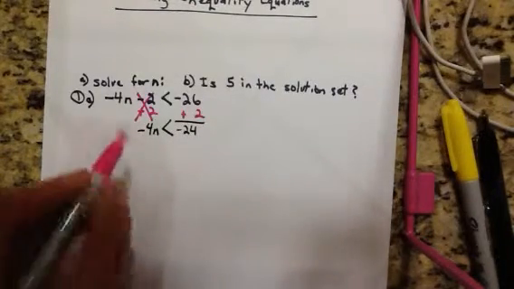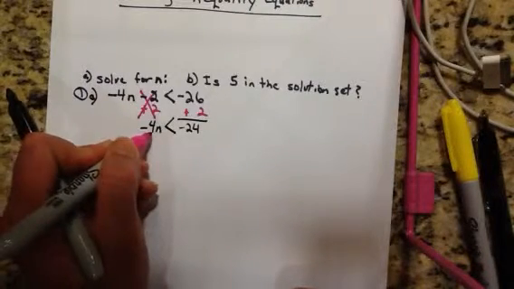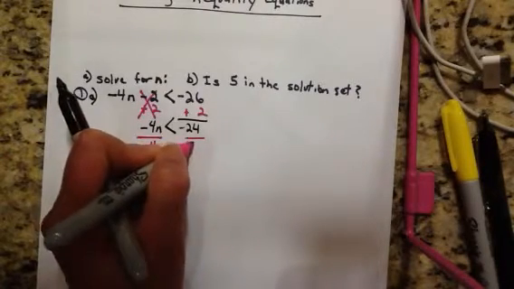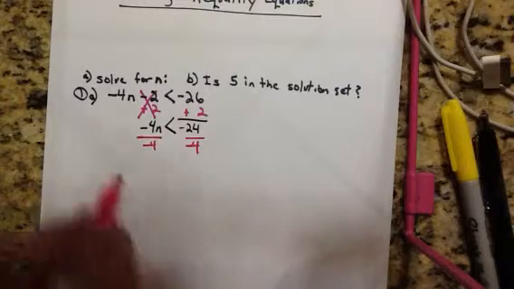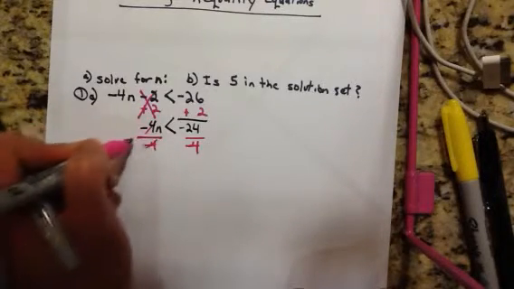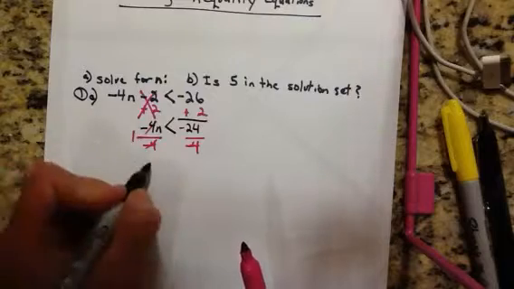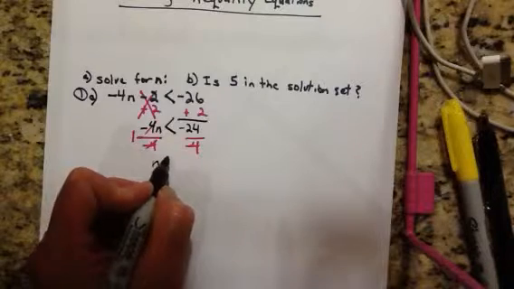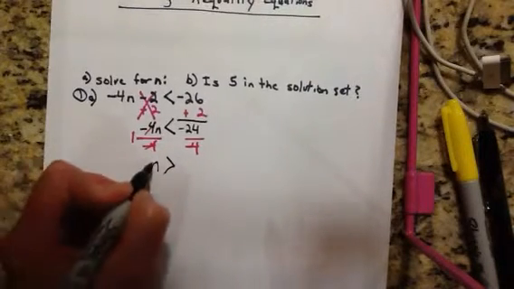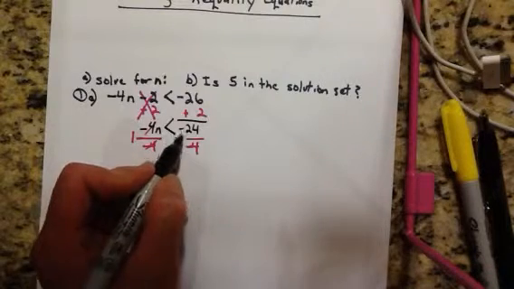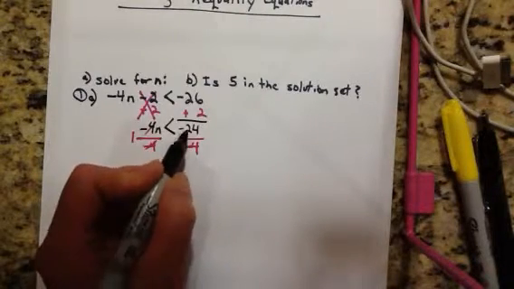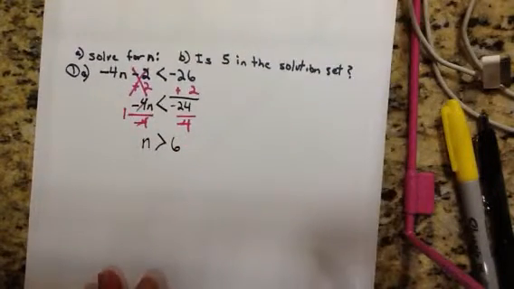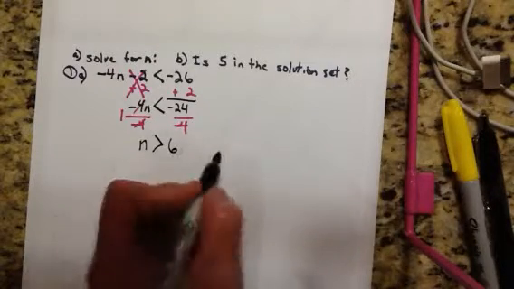So now we need to undo multiplying by -4. The opposite would be divide by -4. Divide by -4. Negative divided by negative becomes +1. 1 times n is n. And like I said, if you divide or multiply by a negative, you must change the direction of your inequality symbol. Negative divided by negative becomes positive, so -24 divided by -4 is +6. Our solution set is n is greater than 6.